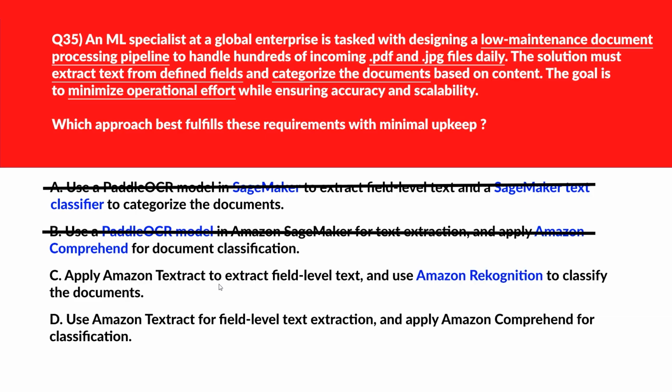Option C says apply Textract to extract field level text and use Rekognition to classify the documents. Rekognition is designed for image analysis, not text-based document classification. Wrong choice. Let's move to D. D says use Textract for field level text extraction and apply Comprehend for classification. Textract and Comprehend are fully managed services, which reduces operational overhead while handling both extraction and classification. Looks good. We'll lock option D as the right answer.